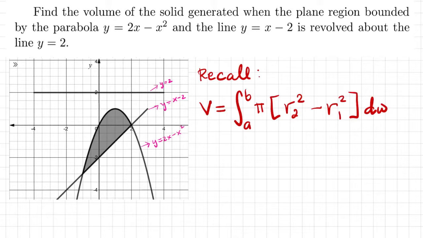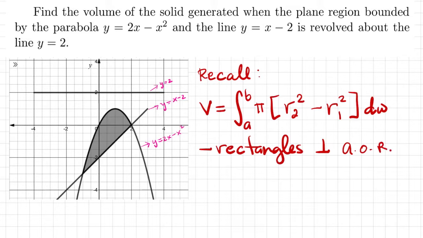So how do we know which rectangles we are going to use? Of course, we have to take note that rectangles should be perpendicular to the axis of revolution. Okay? How about A and B? So, this is the interval over which we integrate our volume.